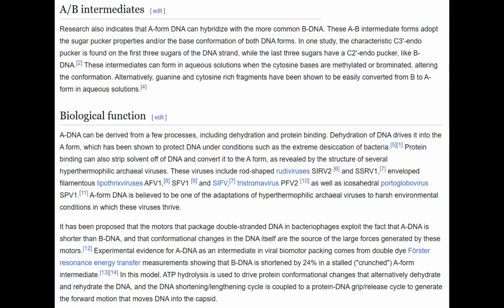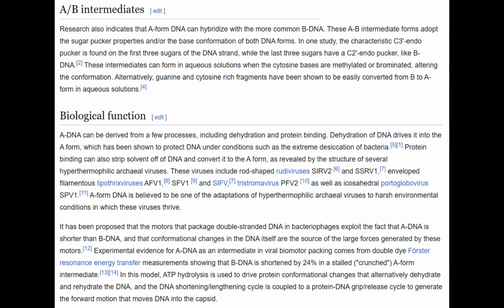It has been proposed that the motors that package double-stranded DNA in bacteriophages exploit the fact that A-DNA is shorter than B-DNA, and that conformational changes in the DNA itself are the source of the large forces generated by these motors. Experimental evidence for A-DNA as an intermediate in viral biomotor packaging comes from double-double Förster resonance energy transfer measurements showing that B-DNA is shortened by 24% in a stalled crunch to form an A-like intermediate.